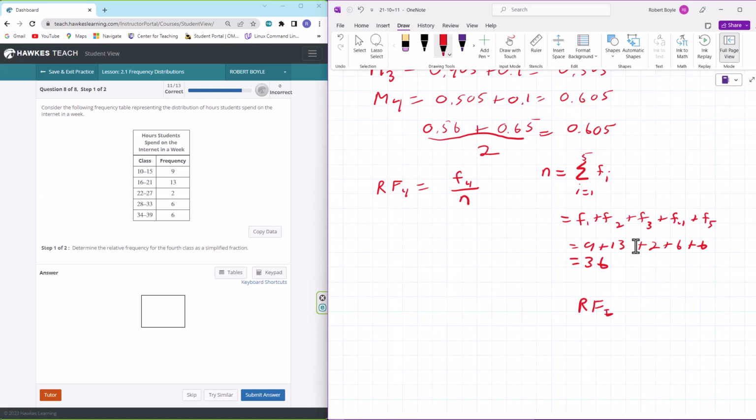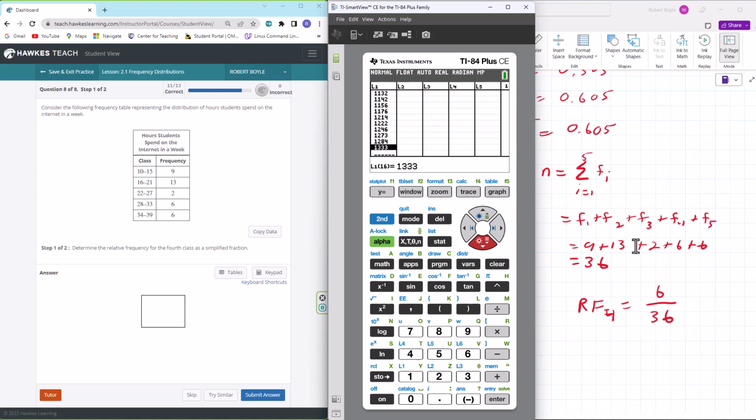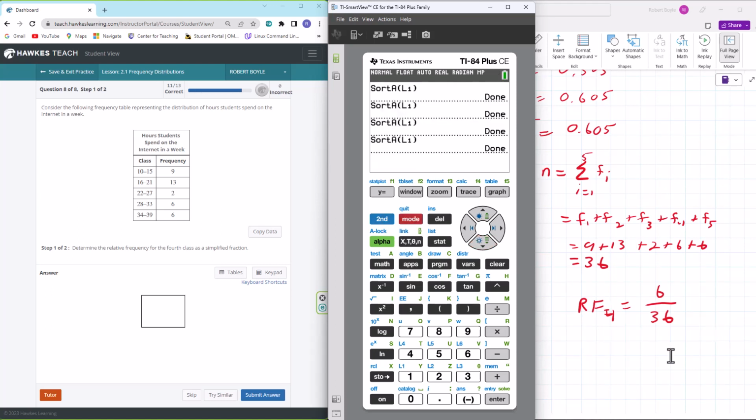Okay, now if that's the case, then the relative frequency of the fourth class is going to be equal to the frequency of the fourth class, which happens to be 6, divided by 36. So that right here is the relative frequency. However, it has to be a reduced fraction, in other words, the numerator and the denominator cannot have common factors. One great way to check the simplified fraction is to use your calculator. Now a lot of you can look at this and know that there's a common factor of 6, and the simplified fraction is going to be equal to 1/6.